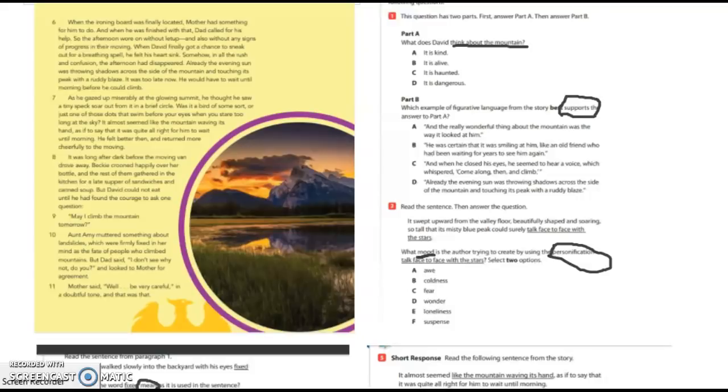Take a minute, please, to identify the figurative language in paragraph 6. Talk with your neighbor about what kind of figurative language they have in paragraph 6. Go.